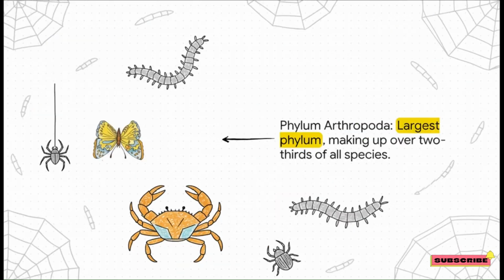Okay, now, get ready to meet the undisputed rulers of the planet, phylum Arthropoda. We're talking insects, spiders, crabs, you name it. This group is so unbelievably successful that they make up more than 2/3 of all named species on Earth. So what's their secret? It's that built-in suit of armor, their exoskeleton, and those super versatile jointed legs.